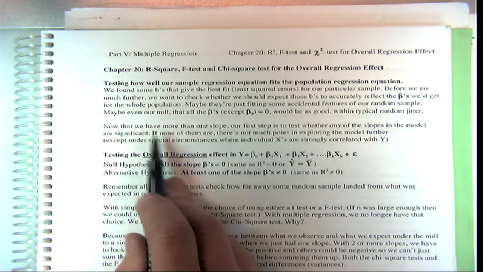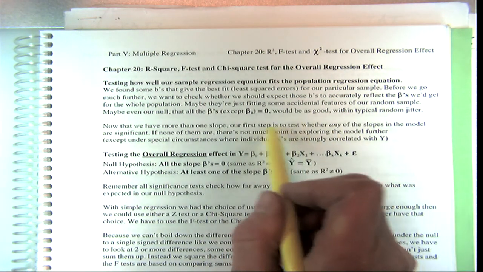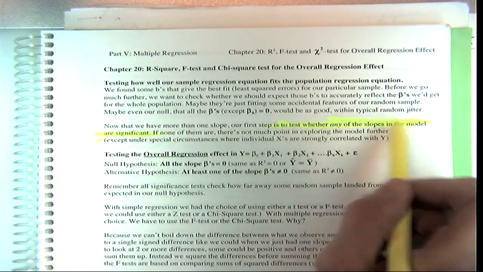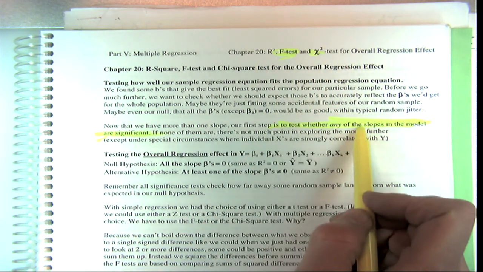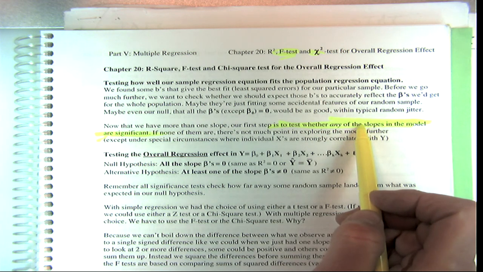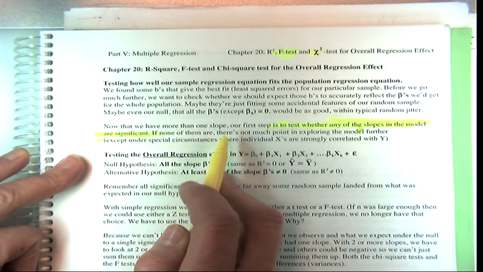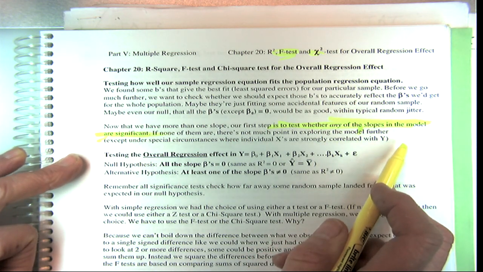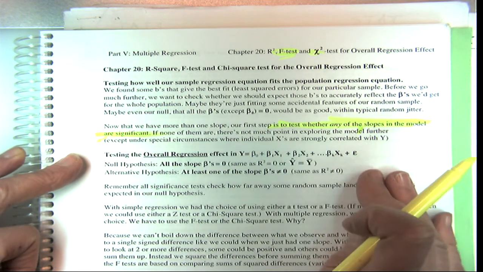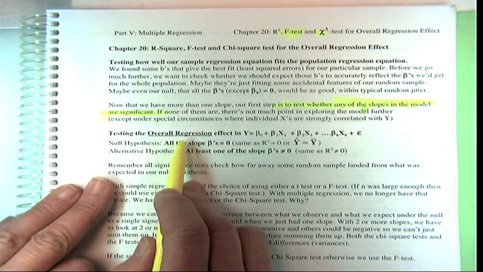All right? So now that we have more than one slope, our first step is to test whether any of the slopes in the model are significant. And that's where we're going to be doing this F test, or the chi-square. We're going to do that to test the overall regression effect. And then to test individual slopes, well, then we can go back to the t and the z. So if none of them are significant, there's not much point in exploring the model further, except in special circumstances. Okay? So first what everybody does is this overall regression effect.